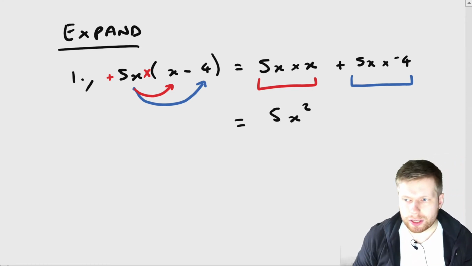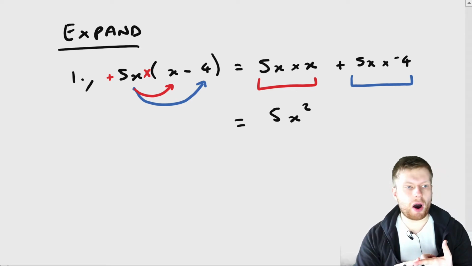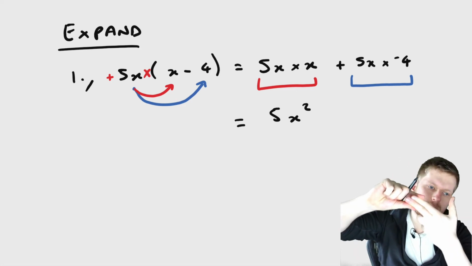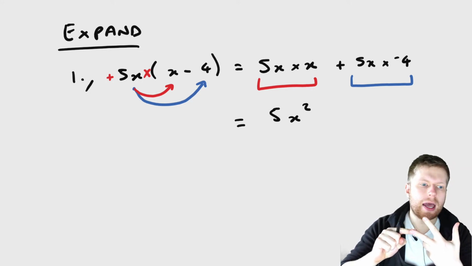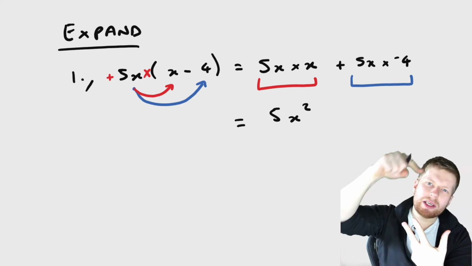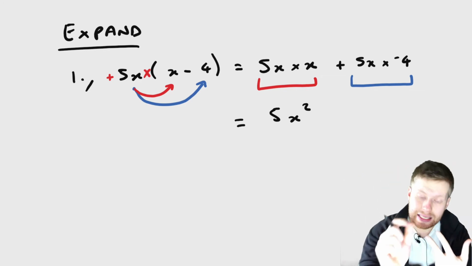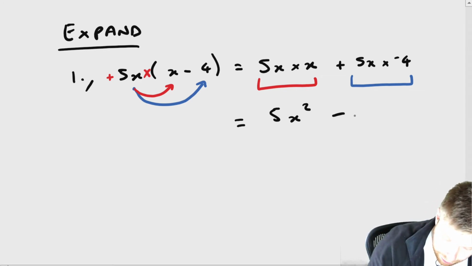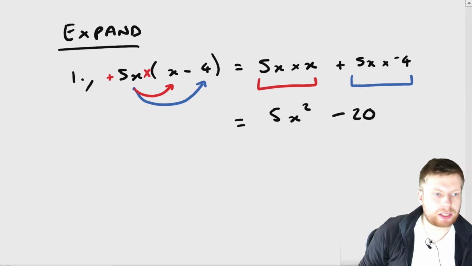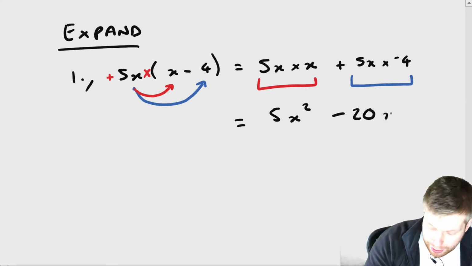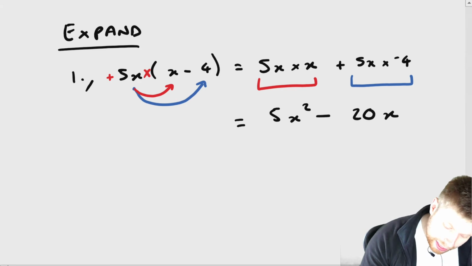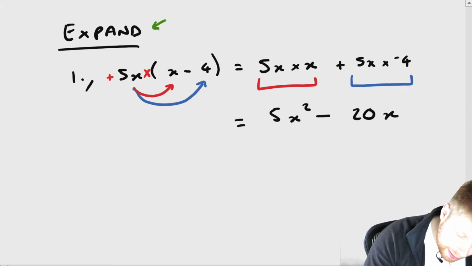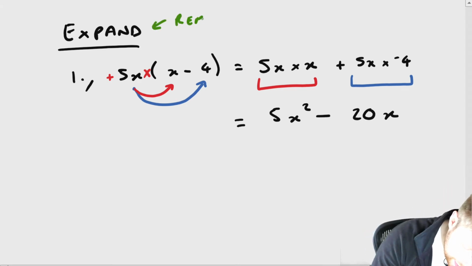Now, if you look at the next term, well, I've got positive 5 times by negative 4. Let's do the numbers first. Positive 5 times by negative 4. That makes 20, but because I've got positive times a negative, it's going to be negative 20. So I have plus negative 20, or just take away 20, and then I've just got an x there. So this will be it fully expanded. So what do I mean by expand? It simply means remove the brackets.